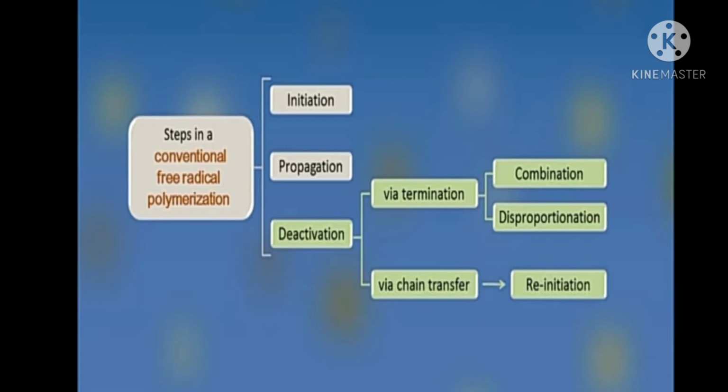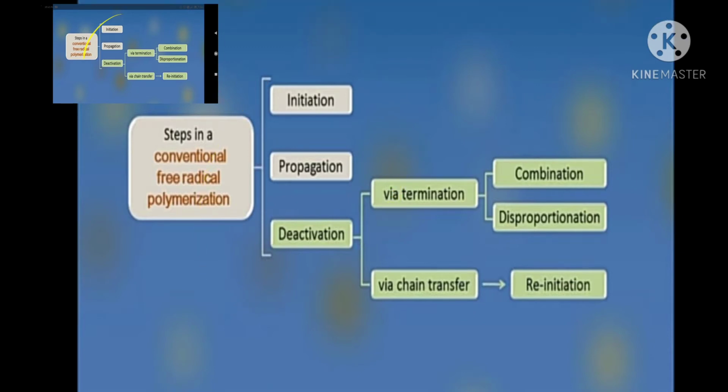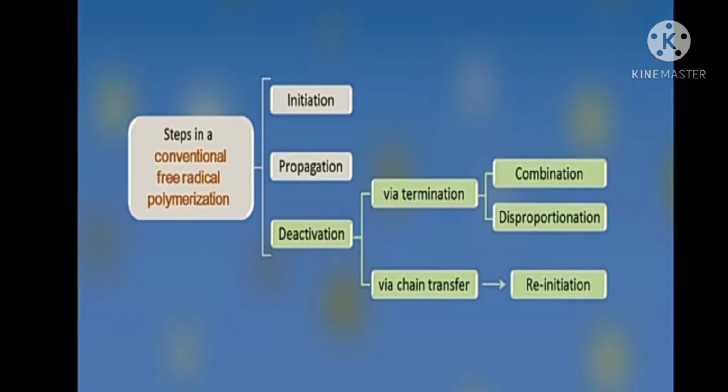The steps in the conventional free radical polymerization. There are three fundamental steps in this free radical polymerization: initiation, propagation, deactivation. Initiation involves the formation of radicals followed by the radical's reaction with a monomer. Propagation is the rapid and progressive addition of monomer to the growing polymer chain without a change of active center.